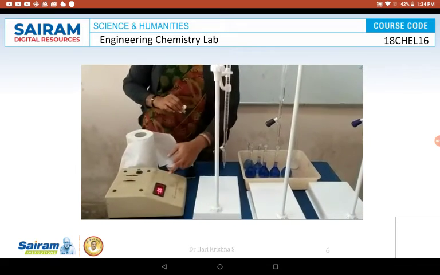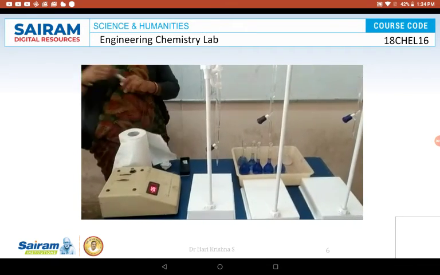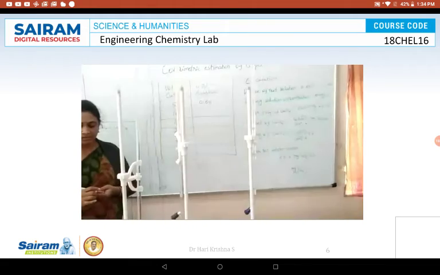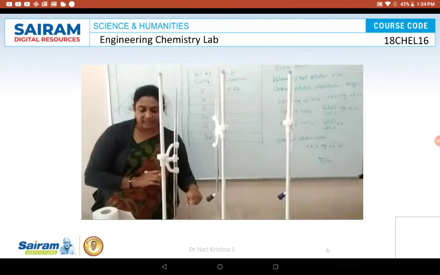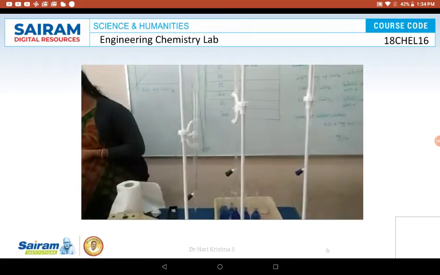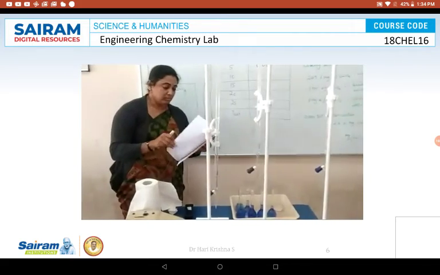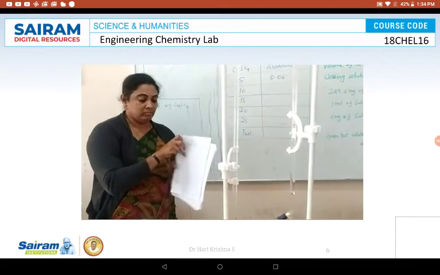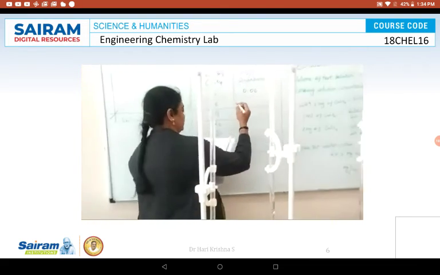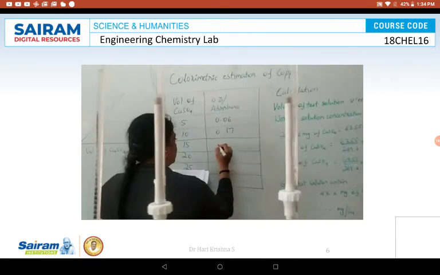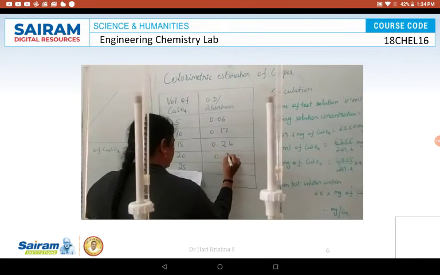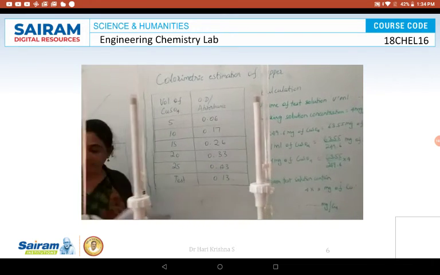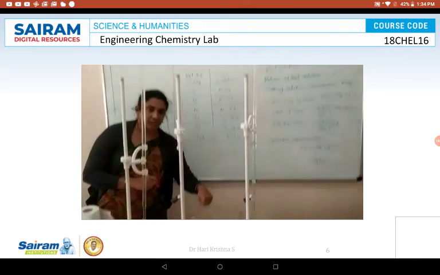Whatever it shows, you just have to write it down. So for 5 it's showing 0.06. In the same way, measure the optical density for all the solutions. So it will be looking like this. When we measure the optical density for all these solutions, we will be getting the values like this.